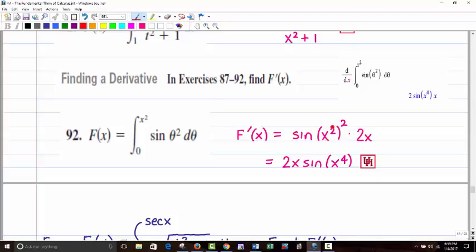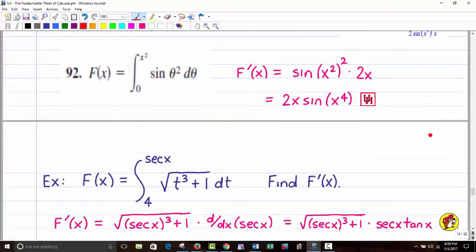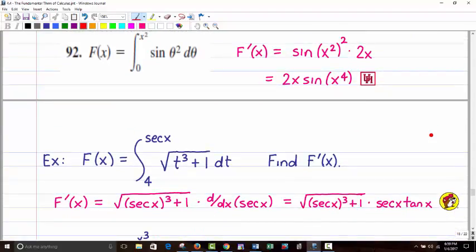I just rewrote it. So you put x squared in, but you still have the square right there, the exponent for the theta. So x squared goes in for theta, so it's x squared squared, and then the 2x represents the derivative of x squared. So it's 2x sine of x to the 4th, x squared squared, and that's it. Yeah, so for that one, you have to remember the derivative of the inside. How about this one?